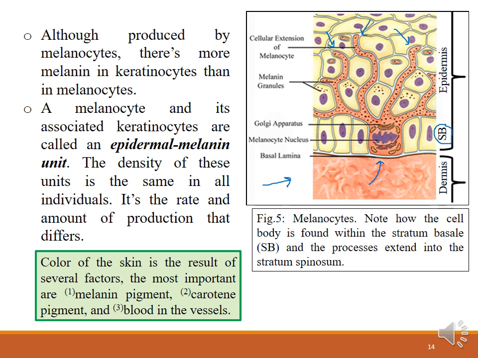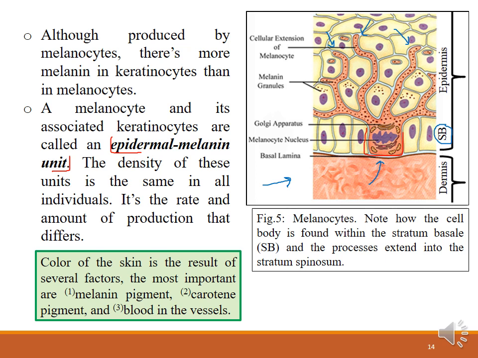Now, a melanocyte and its associated keratinocytes are called the epidermal melanin unit. So, for example, this melanocyte with all the keratinocytes, it gives melanin to them. These represent an epidermal melanin unit. The density of this unit is the same in all individuals, whether it is a white Caucasian person or an African person, it is the same density. Now, what differs between them? A Caucasian person and an African person have different skin color. It is the rate and amount of production that differs.